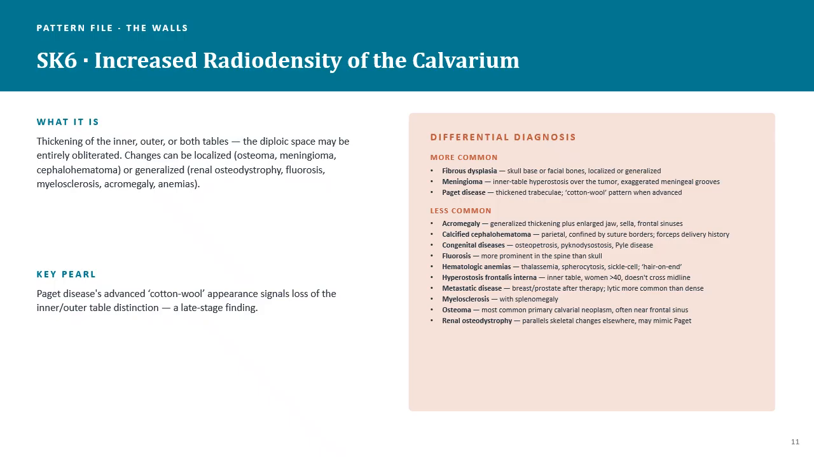One pattern that they look at for this condition is a cotton wool appearance, and that one is typically seen when the patient might have advanced Paget's disease, where the skull has these irregular patches of increased density. So again, we're looking for unusually thick or white densities in the patient's x-ray image.